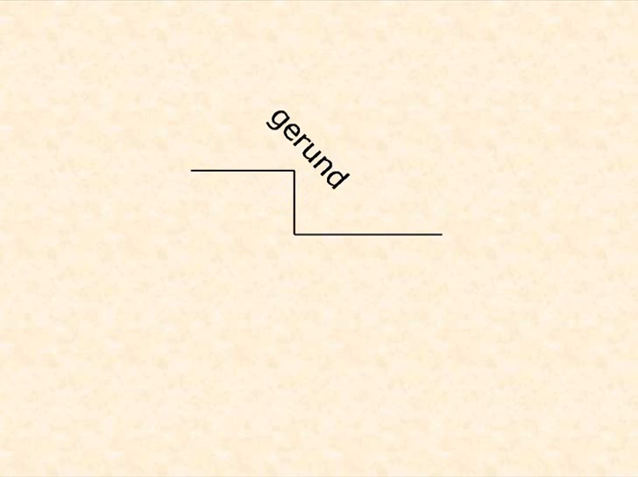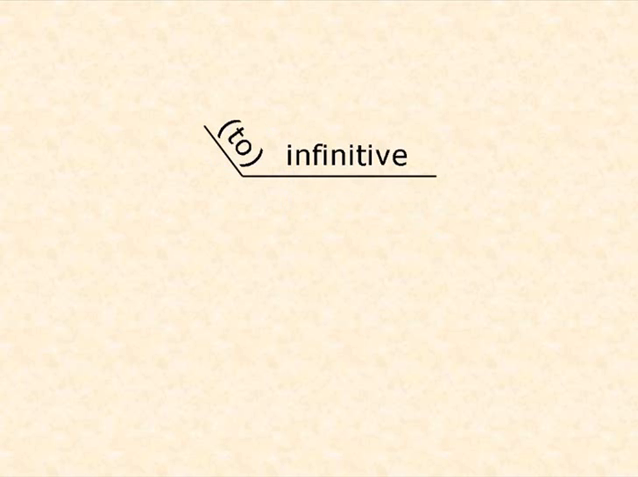Diagram the gerund on a step. The infinitive looks like this. To goes on the slanted line, and the intransitive complete verb goes on the straight line.